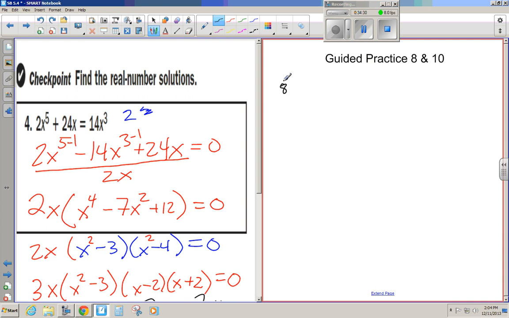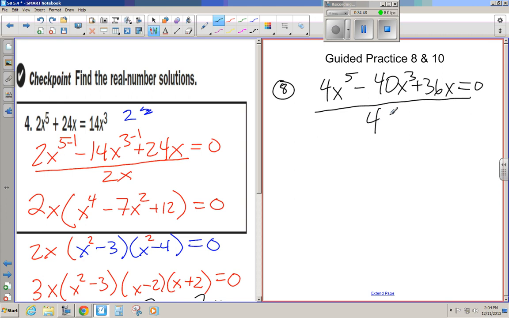All right, so here is guided practice number 8. We're doing 4x to the 5th minus 40x cubed plus 36x equals 0. Again, we can't do much here except look and see that all of these terms can be divided by 4 and divided by x. So you're taking a 4x out of the equation. Divide this by 4, it becomes 1. X to the 5th, you're subtracting an exponent of 1, so it becomes x to the 4th.